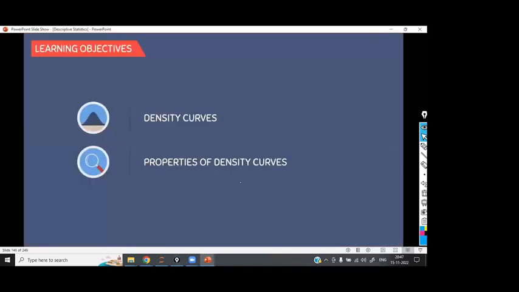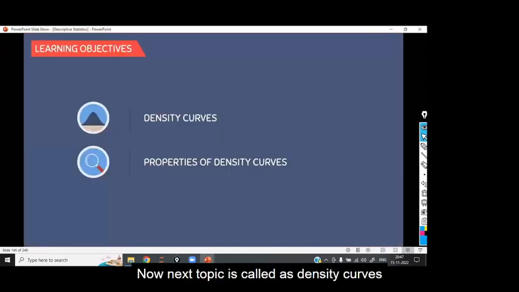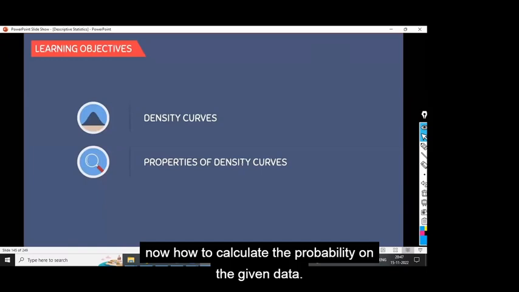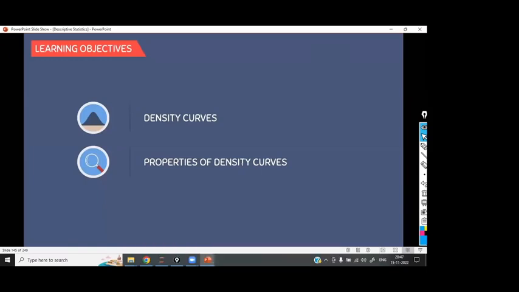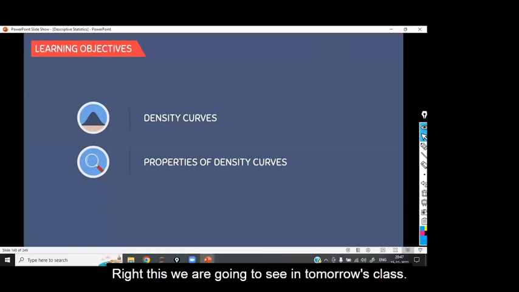Okay. Now the next topic is called density curves. Now, how to calculate the probability on the given data? This we are going to see in tomorrow's class.